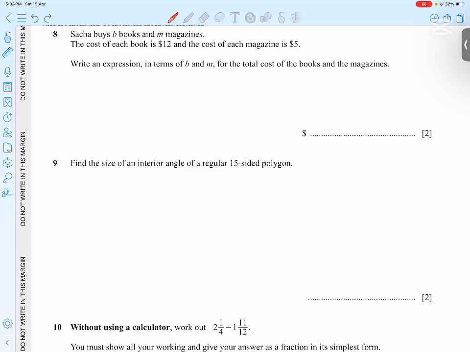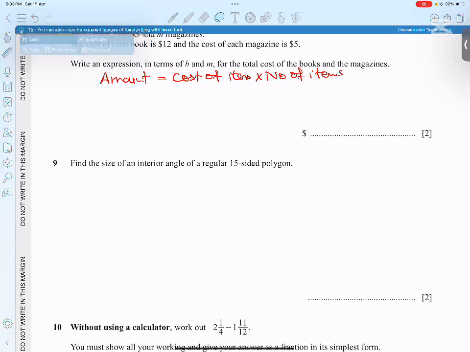Question number 8 we have now. S buys B books and M magazines. The cost of each book is $12 and the cost of a magazine is $5. Students, what it is asking for, in terms of B and M, is the total cost. We have a formula. The formula is: total amount you pay equals the cost of one item multiplied by the number of items. So this basic formula we are going to use.